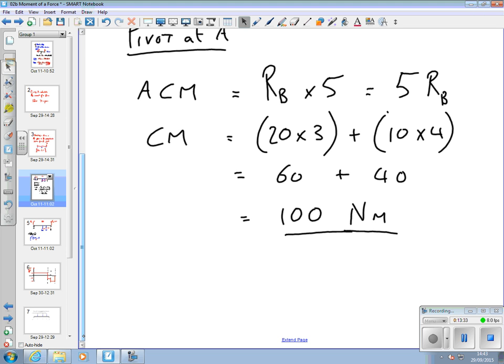Now, at balance, assuming that this thing is not moving, I say anti-clockwise moments must be balanced by clockwise moments. So anti-clockwise moments equals clockwise moments. That's a statement, at balance.